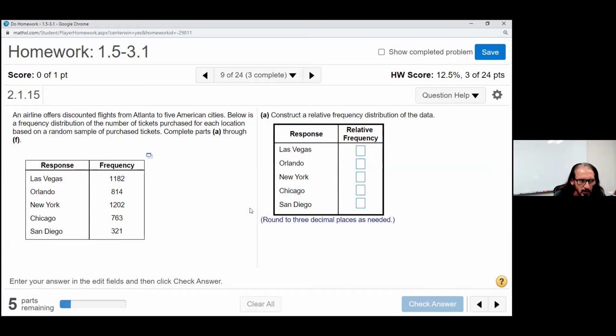We're given a frequency table here, and we want to turn that into a relative frequency table. An airline offers discounted flights from Atlanta to 5 American cities. Okay, first of all, we need our total. 1182 plus 814 plus 1202 plus 763 plus 321. I'm getting a total of 4,282.